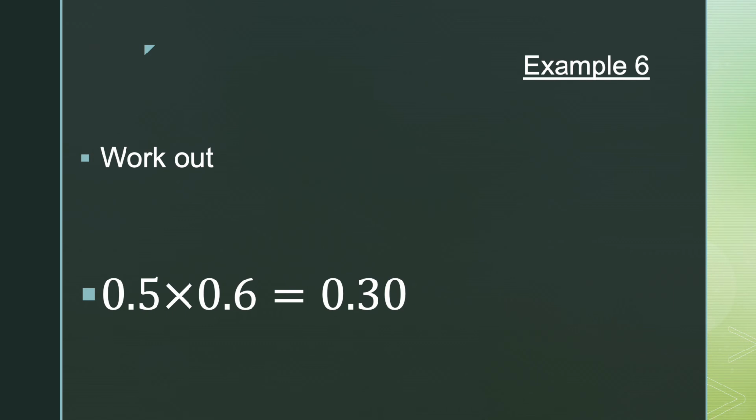Right, guys. Last example. Work out 0.5 times 0.6. 5 times 6 is 30. Putting our decimal places back in, we get 0.3. So that is how I work out that one, guys.